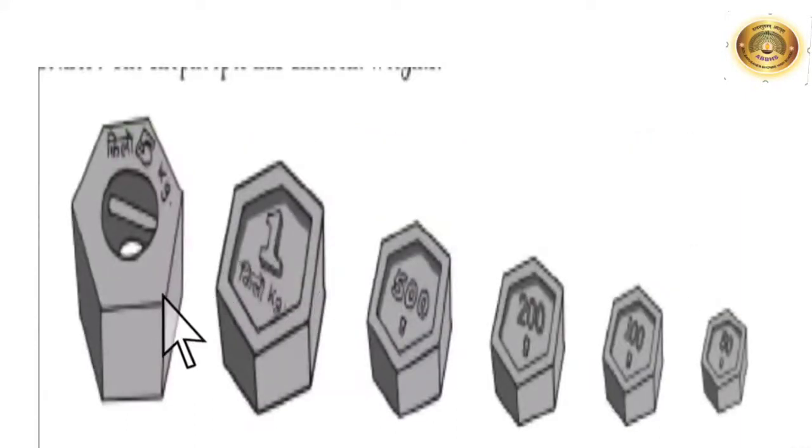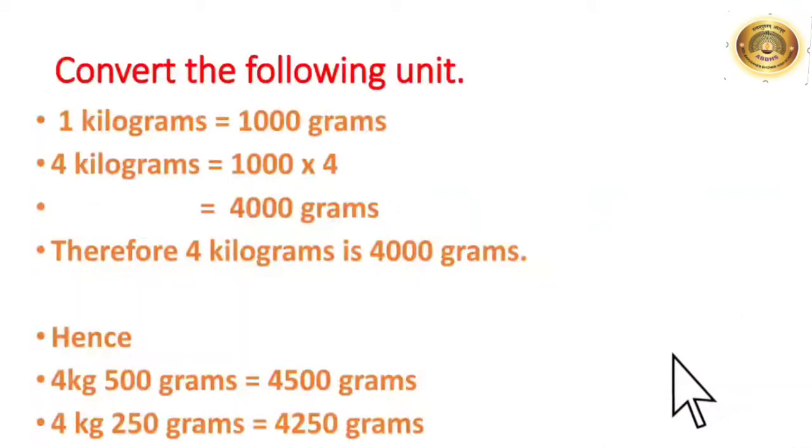These are the weights that we use. This is 5 kg weight, 1 kg, 500 grams, 200 grams, 100 grams and 50 grams. So this is how we measure the weight of a particular item or thing. Let's do a short exercise to convert the following units.